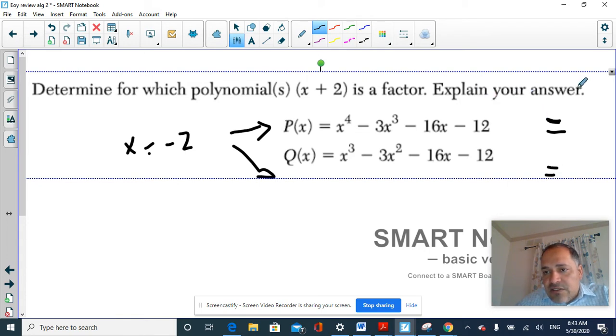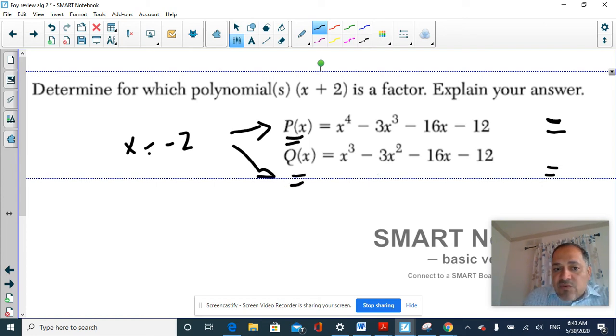Explain your answer. You are going to mention that we substitute x equals negative 2, and if p of x equals 0 after plugging in x equals negative 2, then it's a factor. If not, it's not a factor. Plug in, find your answer, and mention which one is a factor: b of x or q of x.